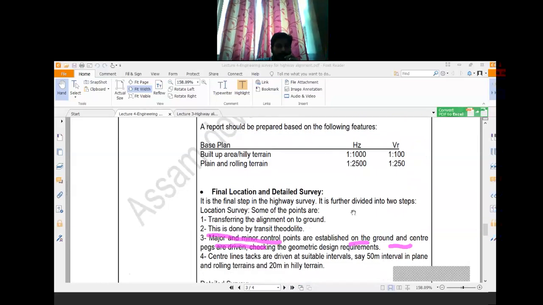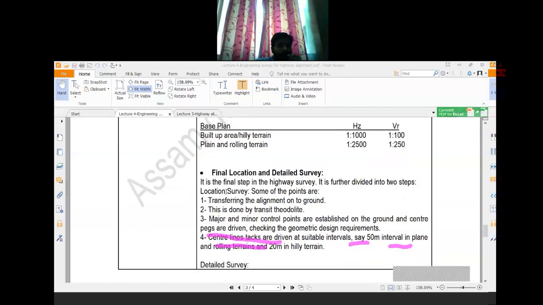After that, your next one is final location and detail survey. In the preliminary survey, you have already decided what your ultimate alignment will be. In the final location and detail survey, you have to go along with that group to know about the important features of that particular road. Now it is the final step in the highway survey and it is further divided into two steps. The first one is location survey and the second one is detail survey.